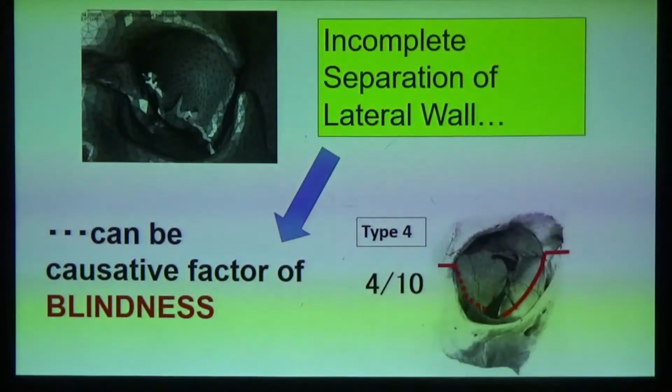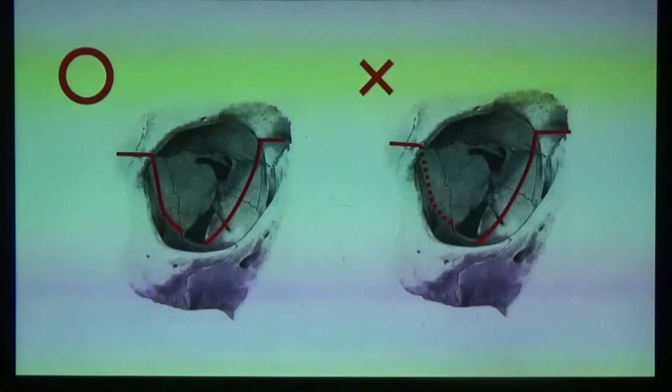These findings demonstrate that incomplete separation of the lateral wall can be a causative factor of optic canal injury in down fracturing, potentially leading to blindness. Therefore, we conclude that to avoid blindness, complete separation of the lateral orbital wall is strongly recommended. Incomplete separation of the lateral wall must be avoided because optic canal fracture may result.